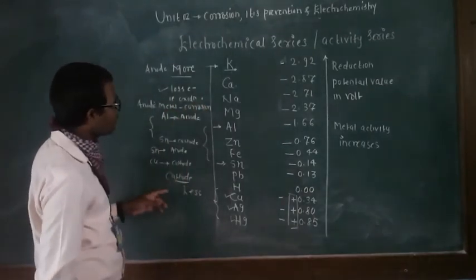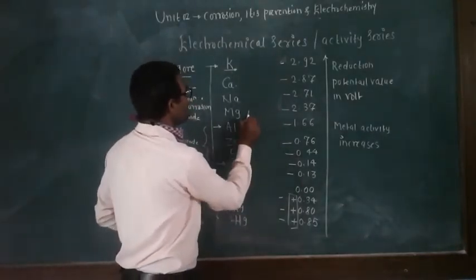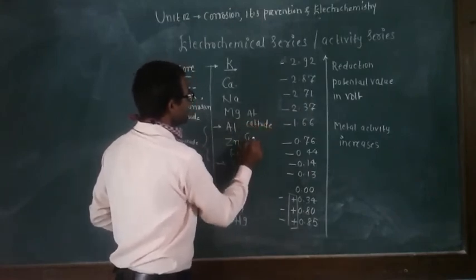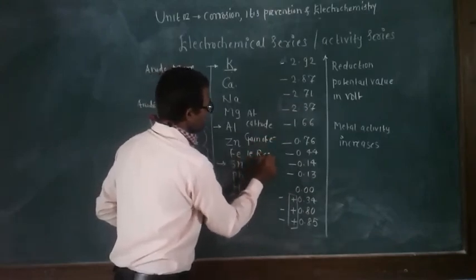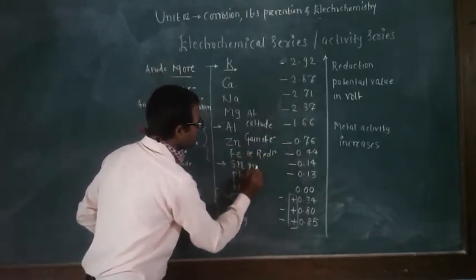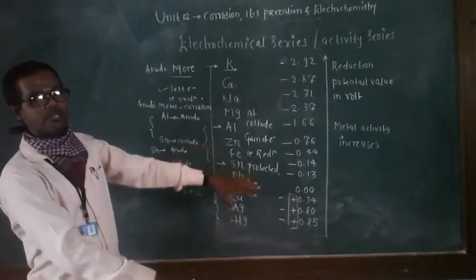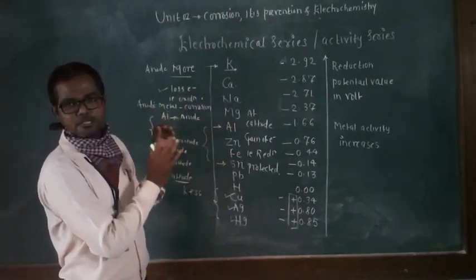Whereas at cathode, the gain of electron, that is the reduction reaction, takes place. So at cathode, electrons are gained. That is called the gain of electron. That is called the reduction, and hence it gets protected.